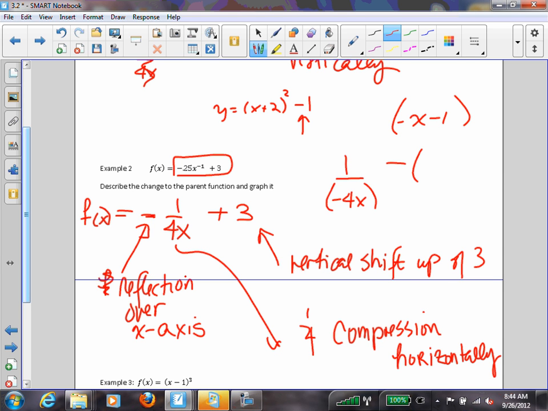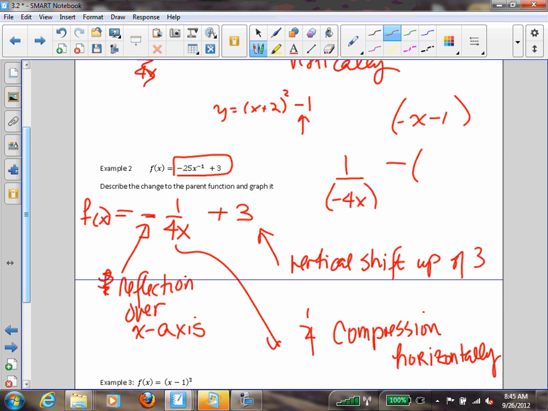This is your answer. I want to know, with respect to the parent function, which is 1/x, what did all of this do to my graph? It moved my graph 3 units up. It flipped it over the x-axis, and it compressed all of my values by a factor of 1/4. Does that make more sense? If you plug this into your graphing calculator and you plugged in the parent, you'd see what was going on if I did all this stuff to it.